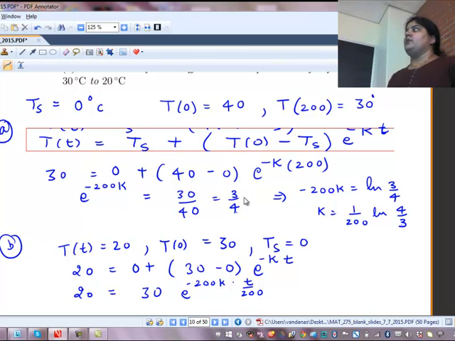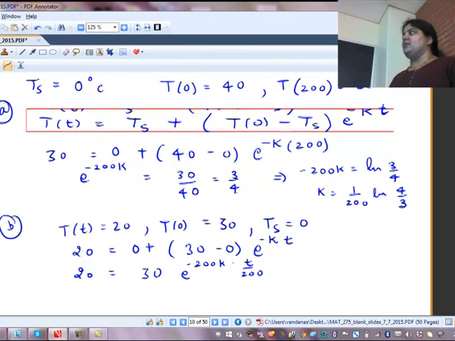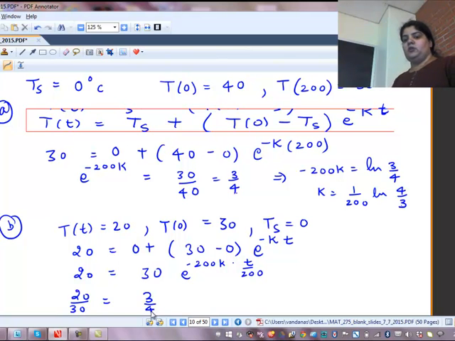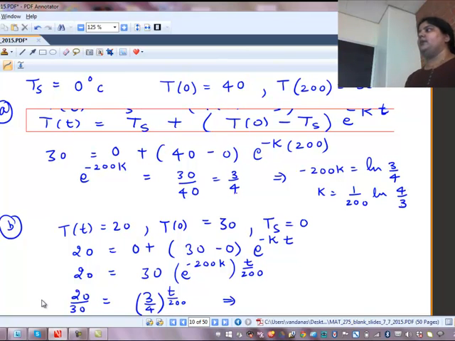Okay, so now coming here, e to the power minus 200k, we now know e to the power minus 200k is 3/4. So I will not simplify it, and I will just place 3/4 right up here. 20 divided by 30 is equals to 2/3, and 3/4 will have a power, right, because this is a power of exponential, to the power t over 200. So far till this step we have not incorporated any error. 2/3 will come here, 3/4 to the power t over 200.